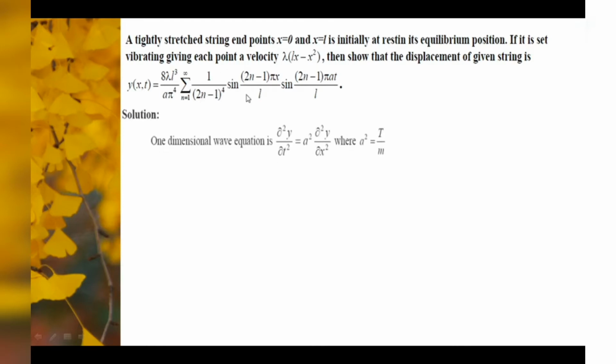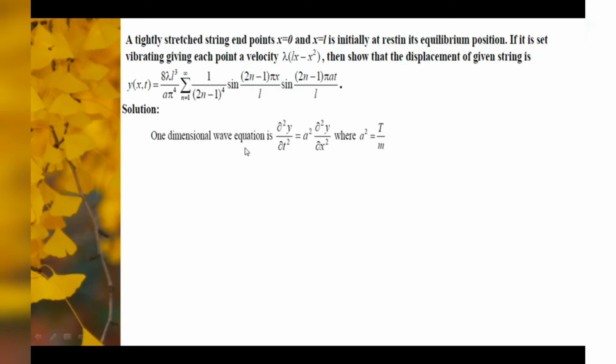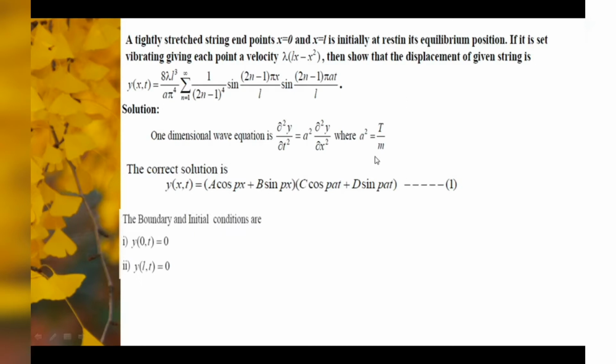Okay. See, now we know that the one-dimensional wave equation is dou squared y by dou t squared equal to a squared into dou squared y by dou x squared, and we know that a squared is nothing but tension by mass. And here the correct solution is y of x comma t equal to (a cos px plus b sin px) into (c cos pat plus d sin pat). Let us take this as our equation number 1.